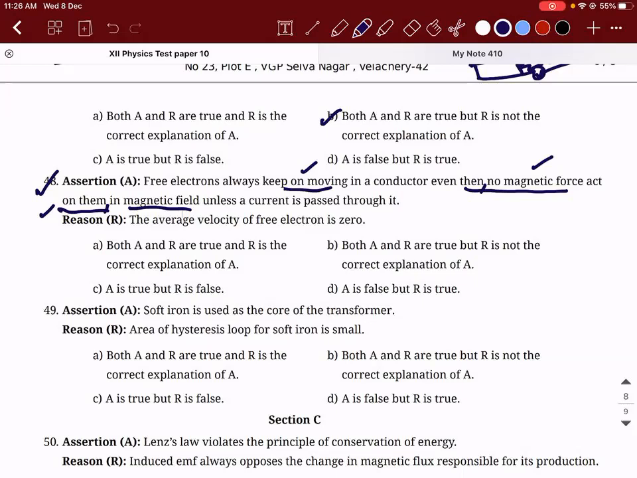What does the drift velocity concept tell us? You have a conductor. Inside a conductor, there are free electrons, correct? How are these free electrons going to move? They will move in some random direction such that the vector sum of their initial velocities, the average, is how much? Zero.